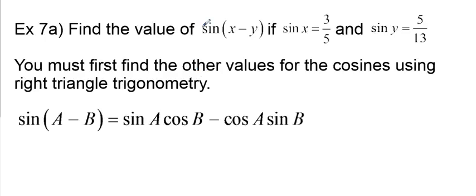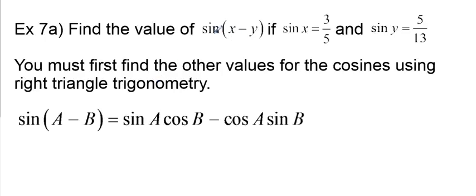It says find the value of the sine of x minus y if the sine of x equals 3 over 5 and the sine of y equals 5 over 13. Now notice that the signs here are given to us in a fractional form, and like I said, this is going to be different from the ones where we use the unit circle. Now, here it says you must first find the other values for the cosines using right triangle trigonometry. We'll get to that in just a minute.